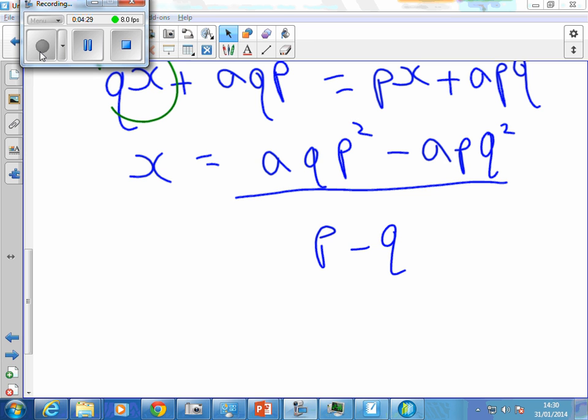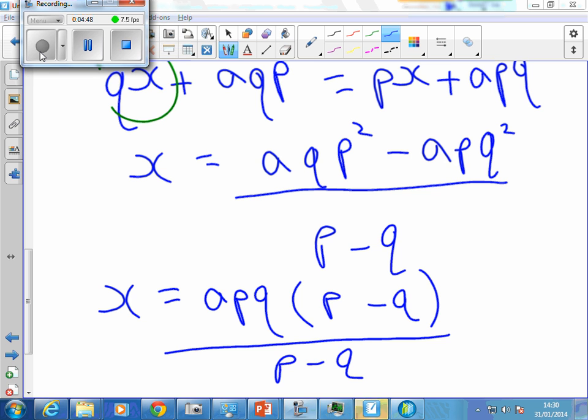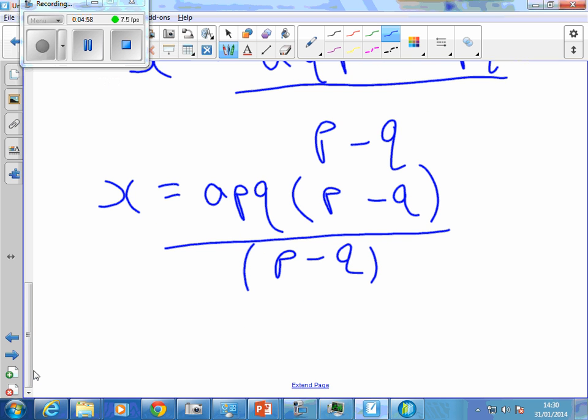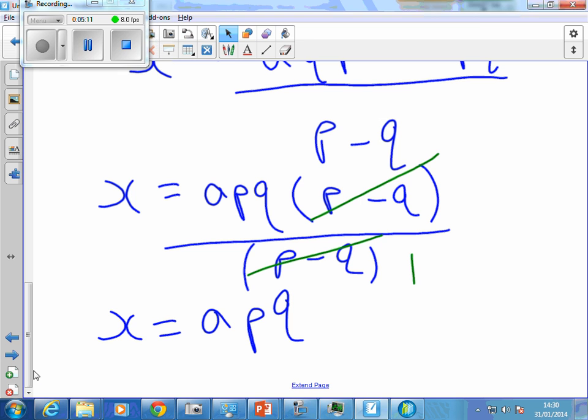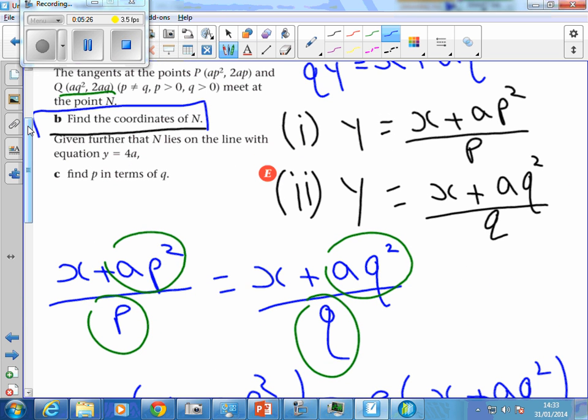Now I can simplify it, and if I factor out apq on top, I'm left with p minus q all over p minus q. And this is obviously apq, just to be clear, because that cancels with that. So now that we have the x coordinate of the point N, we can substitute x is equal to apq back into either the first or the second equation. I will simply choose the first equation and sub in x as apq.